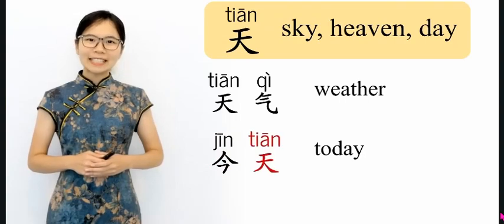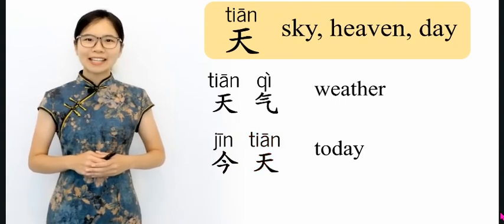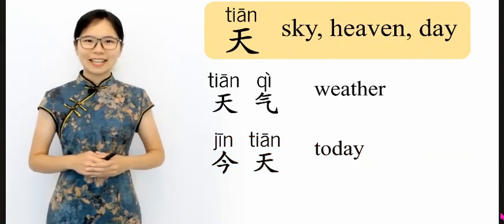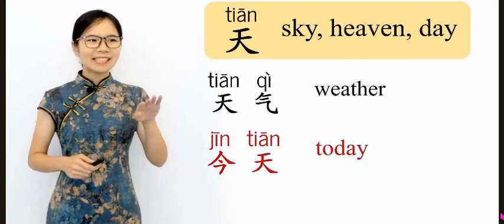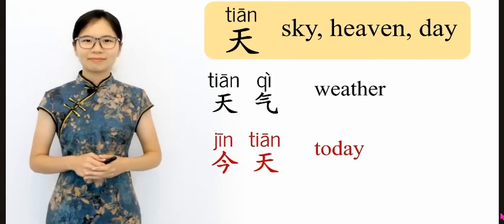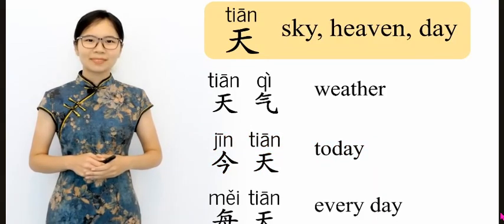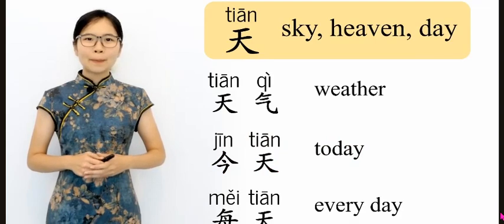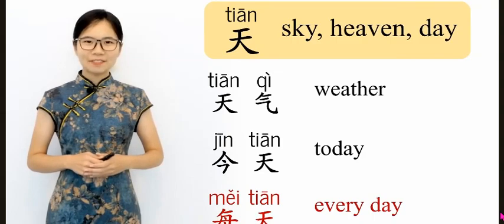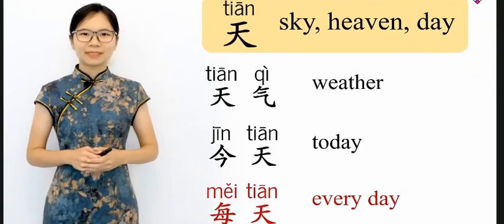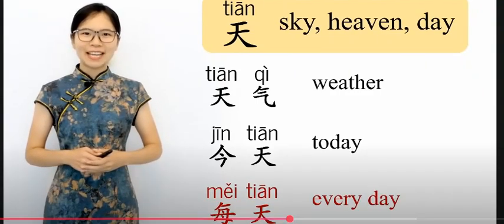今天, the character 今 means this. In this word, 天 takes on the meaning day. So 今天 means this day. In other words, today. 今天, today. 每天, 每 means every. So 每天 means every day. 每天, every day.